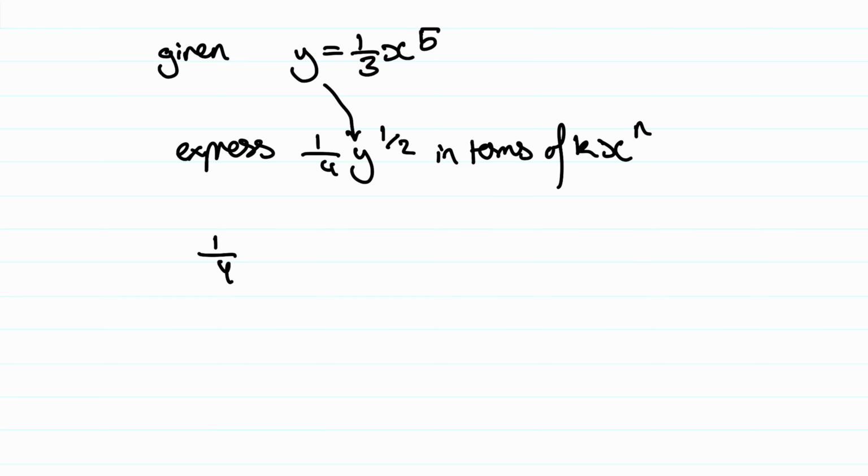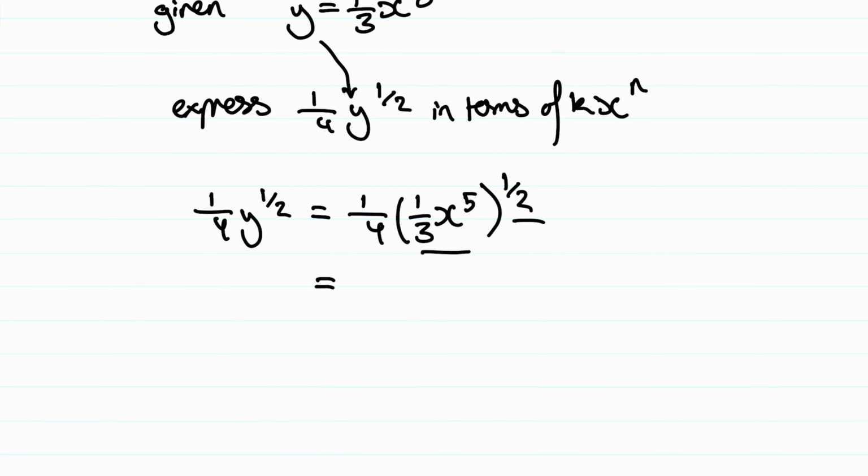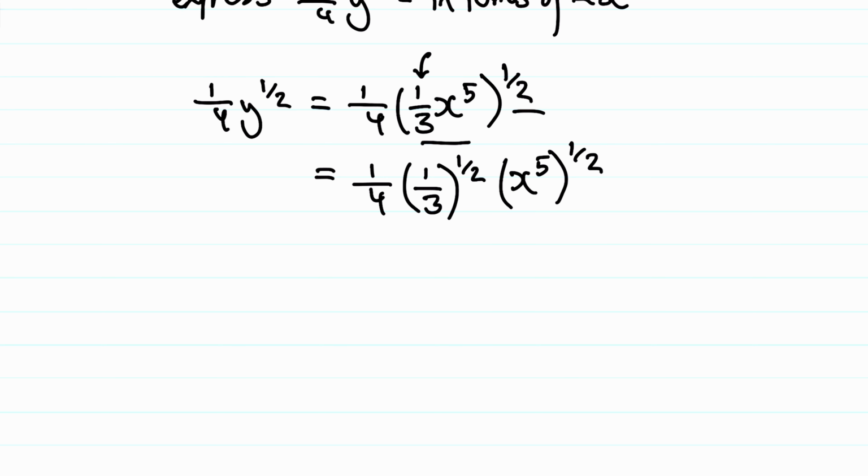So we could write a quarter y to the half is equal to a quarter and then a third x to the power of 5, all to the power of a half. So at this point we have some kind of higher order term in x raised to another power, and we know that when we have that we multiply the powers, but we do have to be a bit careful in this case because we have this a third pre-multiplying this x to the power of 5. So what we'd essentially get is a quarter multiplied by a third to the power of a half multiplied by x to the 5 to the power of a half.